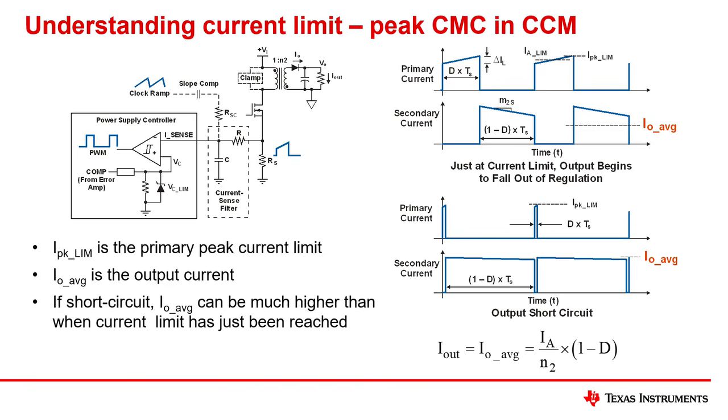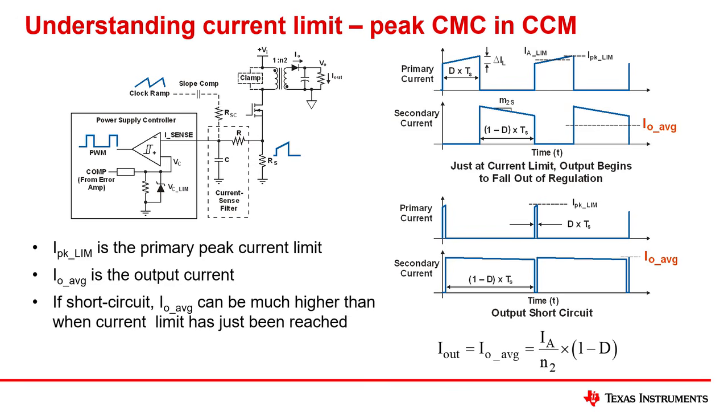The upper timing diagram shows what happens when the peak current limit has just been reached. I peak lim corresponds to VC_lim. Also note that the output current corresponds to the average output current of the secondary side.